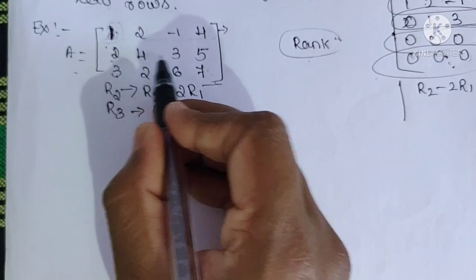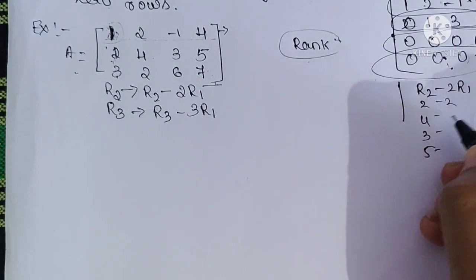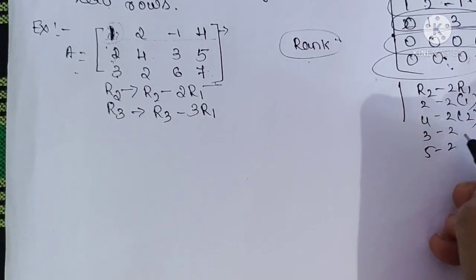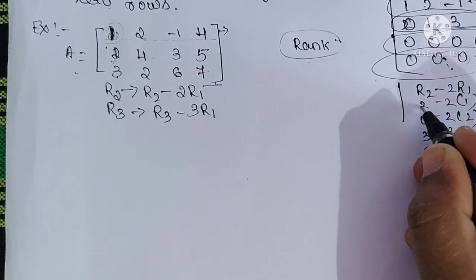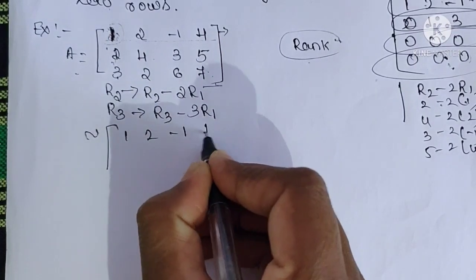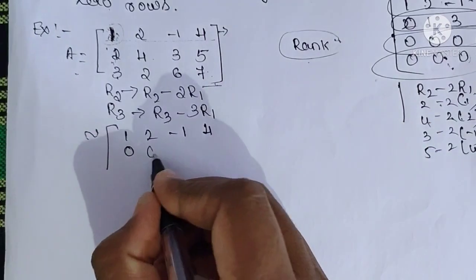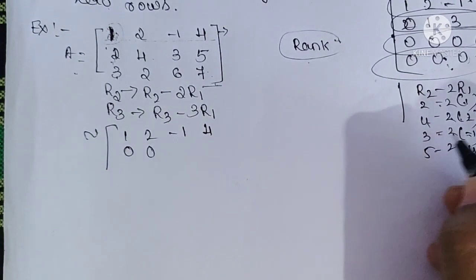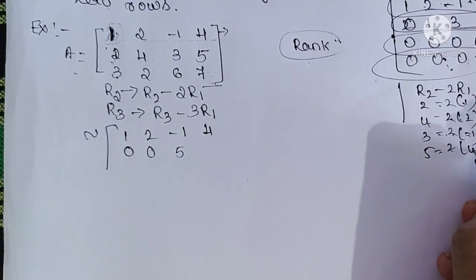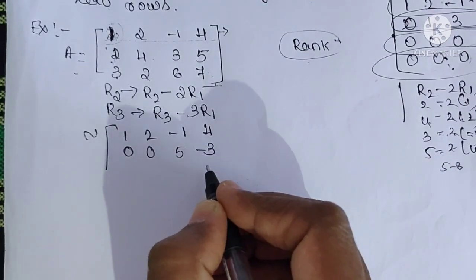Row 2 elements are 2 4 3 5, minus 2 into row 1 elements 1 2 minus 1 4. 2 minus 2 is 0, 2 minus 1 4, 2 2s are 4, 4 minus 4 is 0, 3 minus into minus plus, 3 plus 2 is 5, minus 2 4s are 8, 5 minus 8 is minus 3.